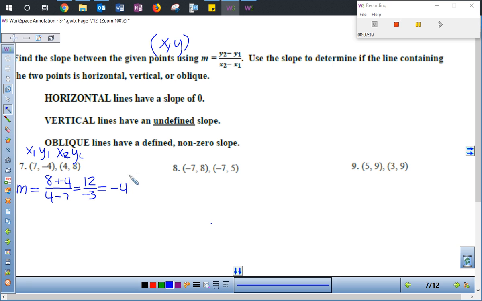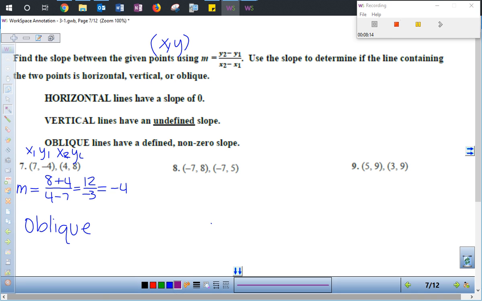The instruction says determine the slope, but then you need to figure out if the line is horizontal, vertical, or oblique. To be horizontal, it has to have a slope of 0, so we're not horizontal. Vertical has to have an undefined slope. Well, we have a number, so it's not undefined. And oblique has a defined non-zero slope, so this is any other number. I've got -4, so my line here is oblique. Spell it out, O-B-L-I-Q-U-E.